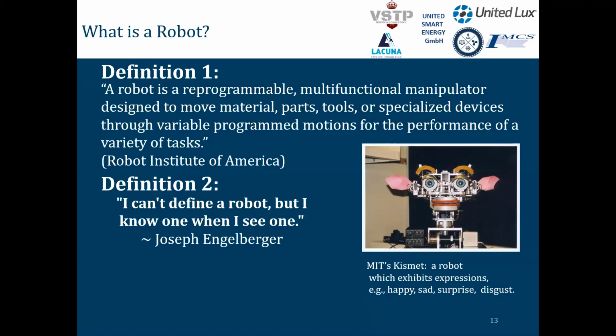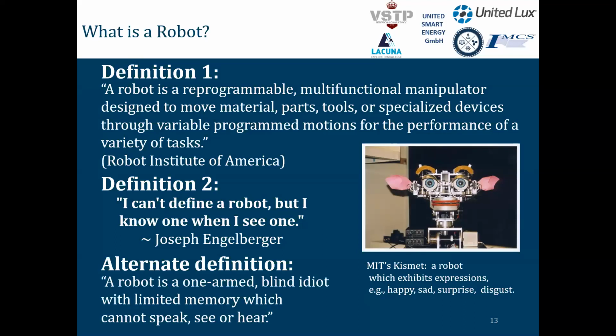Yeah, great. A good definition, but it works only when you're an expert. Then you can say it like this. If there's an exam, do not bring it up until you are skilled as a robot expert. But one, and this I like the most, says a robot is a one-armed blind idiot with limited memory, which cannot speak, see, or hear. Again, in an exam, you should not bring that one, but I like it the most.